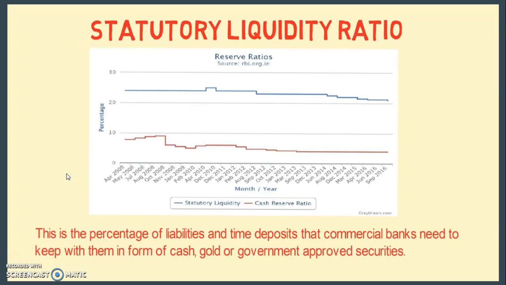Okay, then there is statutory liquidity ratio. So the bank needs to keep a certain percentage of money with itself, right? The SLR currently is at 20%. So for the 1 lakh deposited, the bank has to keep 20,000 with itself. Then the rest of the money, after the SLR and CRR, the bank can give out. So whenever you deposit that money, it goes to bank loans or car loans, and the bank earns a certain rate of interest on that, right? So the bank has to maintain this SLR with them.